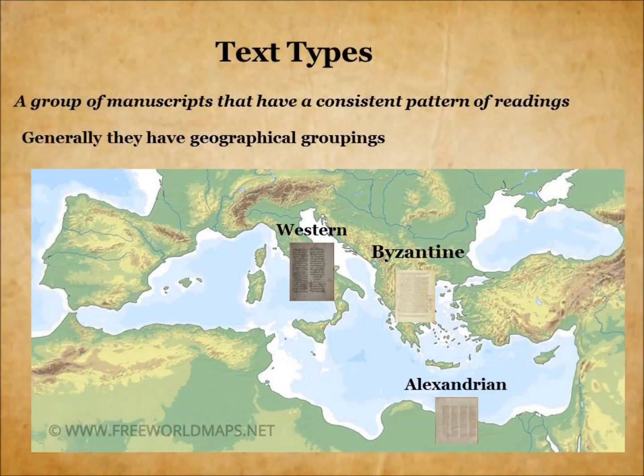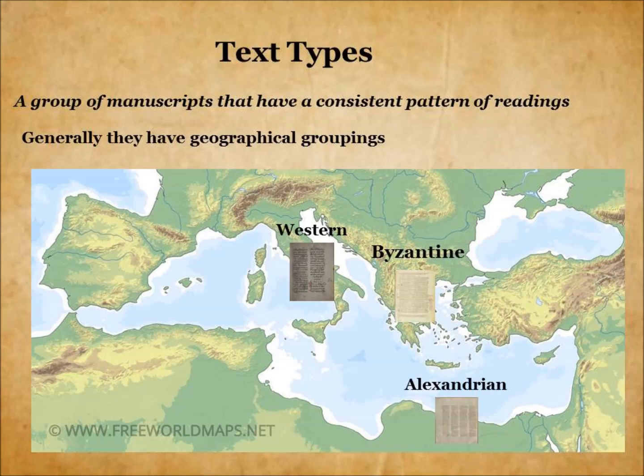And as these readings are examined, what starts to arise are called text types. What is a text type? Well, we talked about this last week. A group of manuscripts that have a consistent pattern of readings. Generally, they have geographical groupings. And these patterns of readings are not completely different Bibles. We're talking about places where there are variants in the manuscript tradition. Some families go this way, some families go another way, and so you group those by usually their geographical distribution.